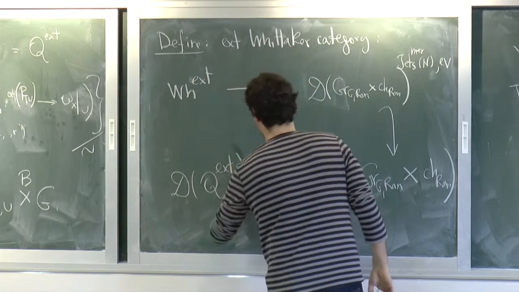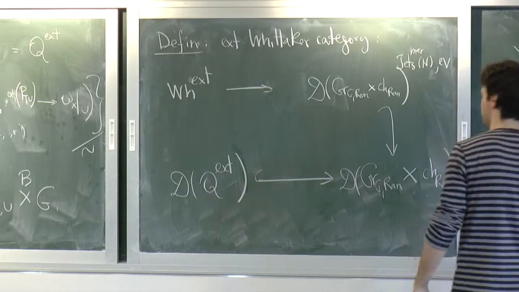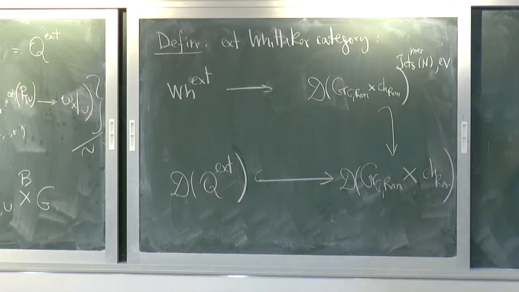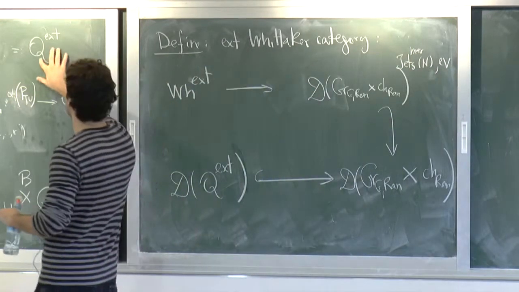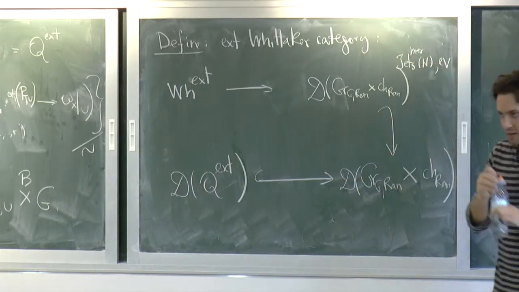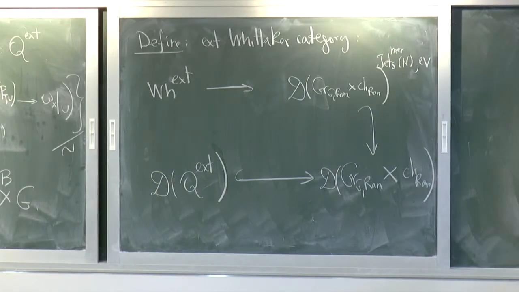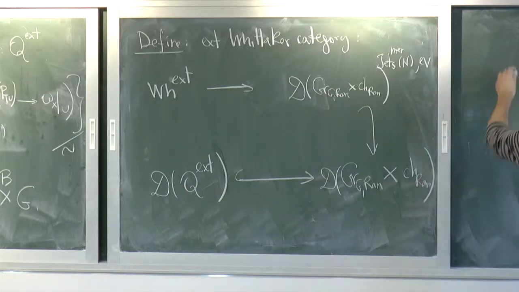And I claim there is a functor that goes from here to here and is moreover fully faithful. What's this functor? It's actually a question for the audience, a flash test. So I define this crazy pre-stack, and now I claim that there is a functor like this. Great, so this functor is a pullback of some maps of pre-stacks. What is it?